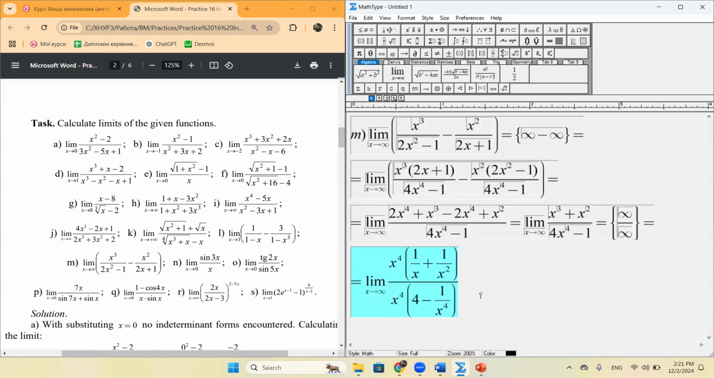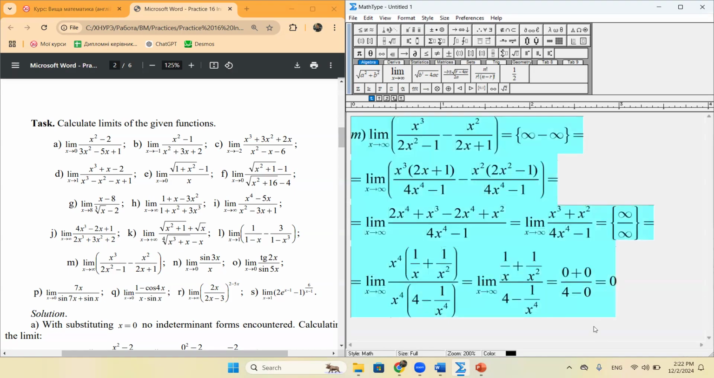And with canceling x in power of 4, we are receiving the next. So 0 plus 0 divided by 4 minus 0. And the answer is 0. Any questions? No questions. Okay.